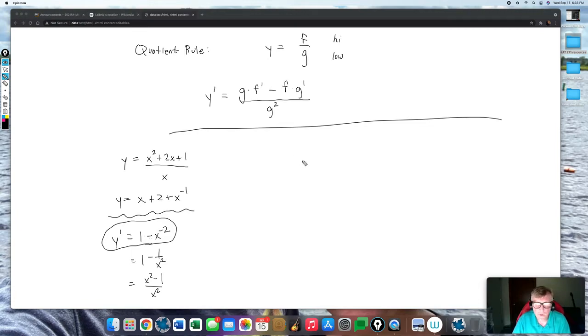Now, if you did this with the quotient rule, okay, then this is your high and this is your low. So this is with the power rule.